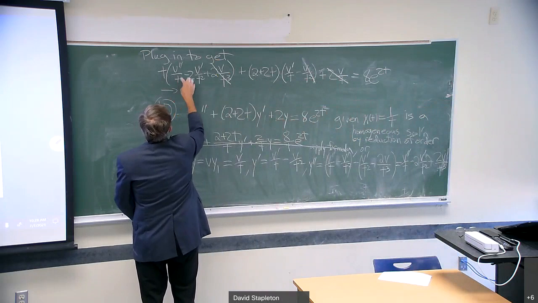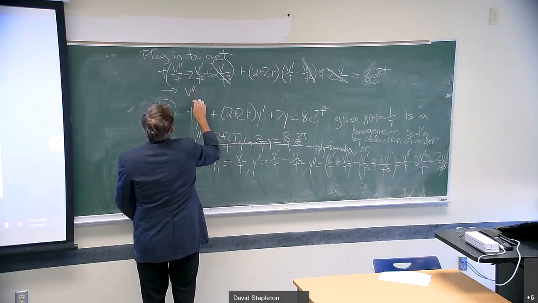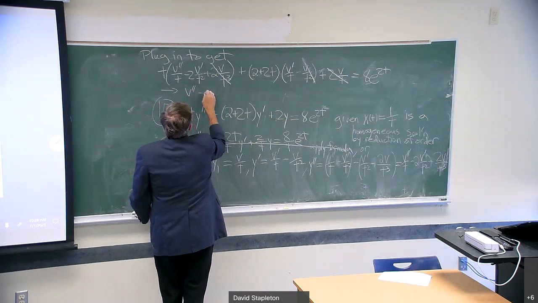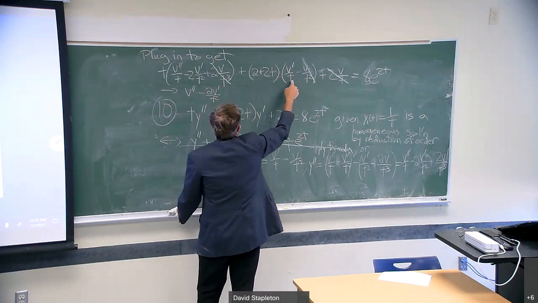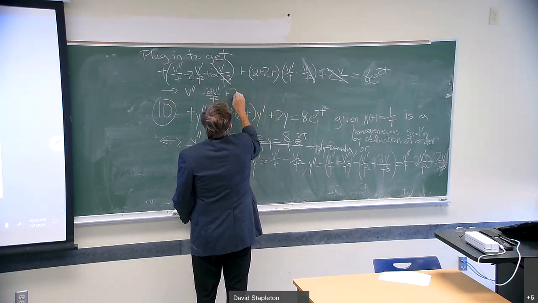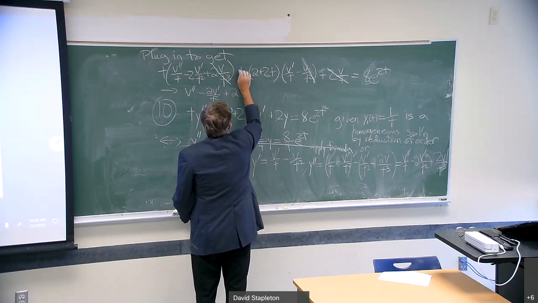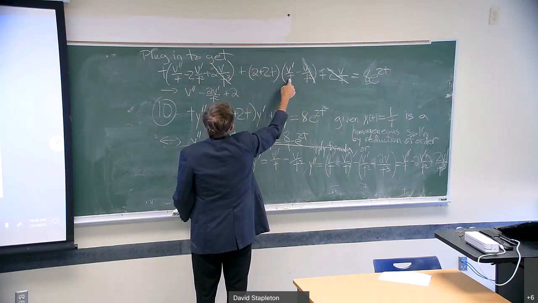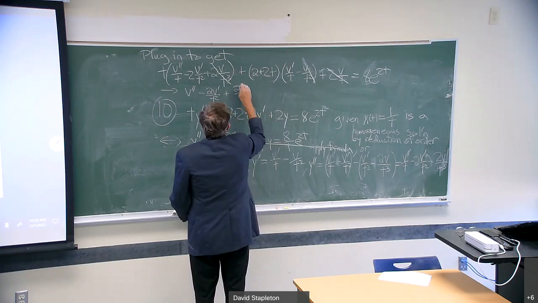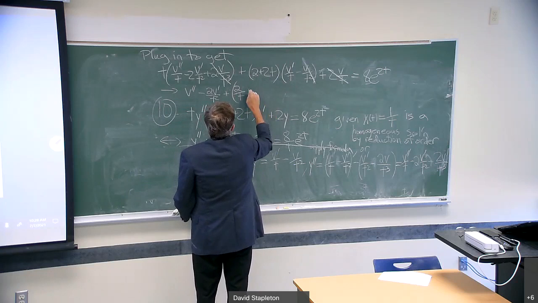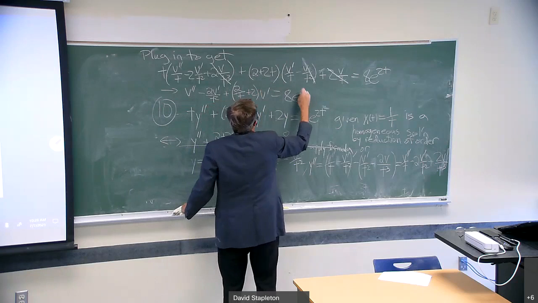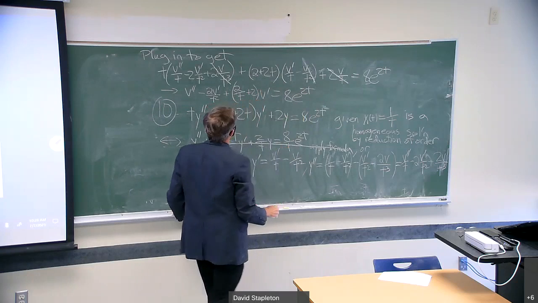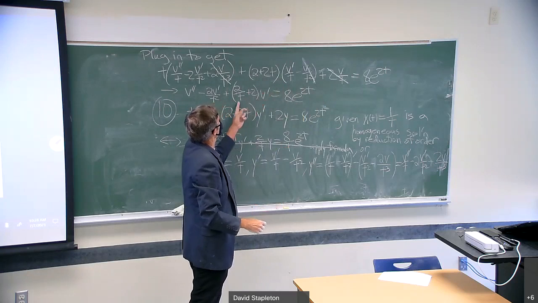Now what I have is this times this is v double prime, nice, minus 2v prime over t squared. And then over here, plus 2 over t, take this times this, 2 over t, plus 2v prime, all equals 8 e to the 2t. That's what I have left. So I divided this one by t to get this.